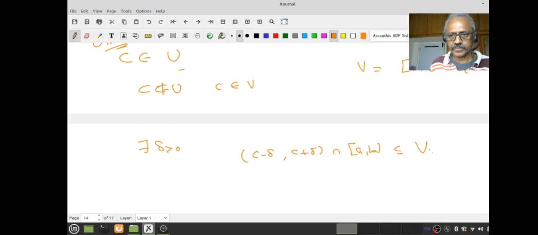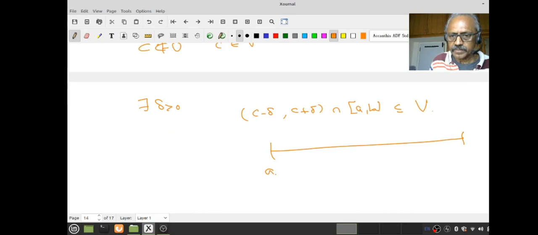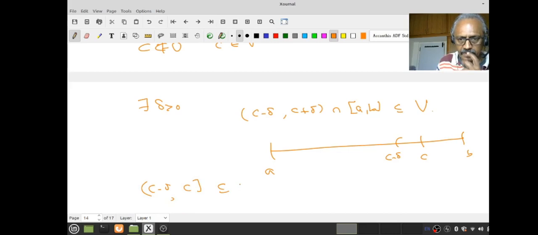So in particular, let's look at this example. I have A, B, I have a C. C is less than or equal to B. C can very well be B. I do not know, but I know C minus delta to C, right? Remember C is already there. Therefore, C minus delta to C is already contained in AB. Do all of you agree with that? When I intersect with AB, this part should be there.